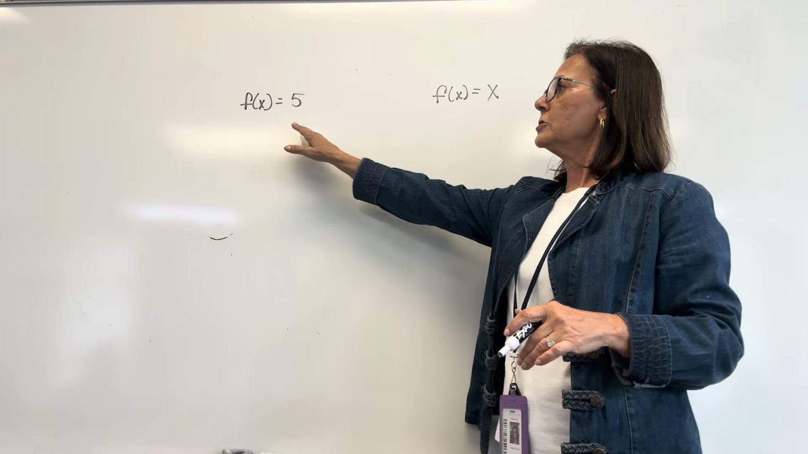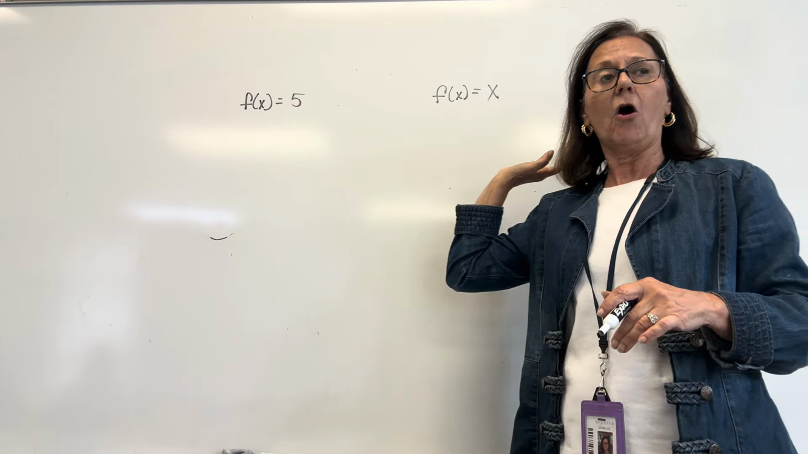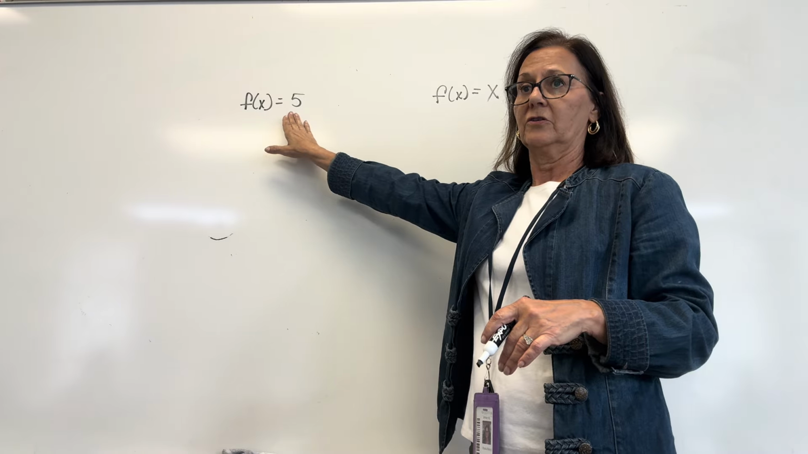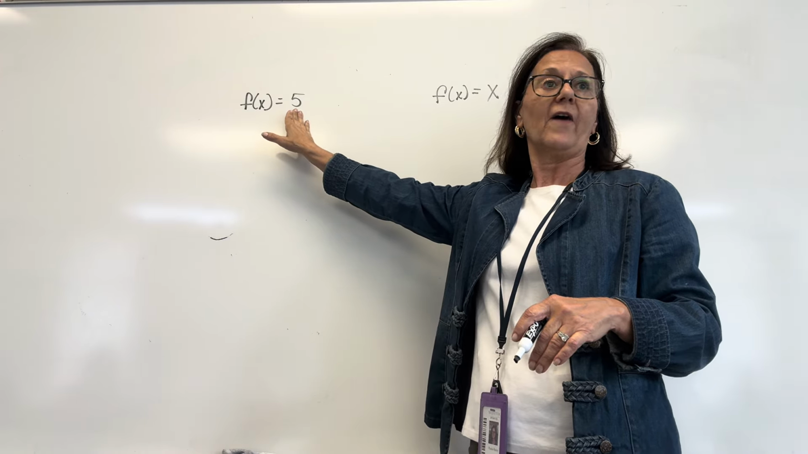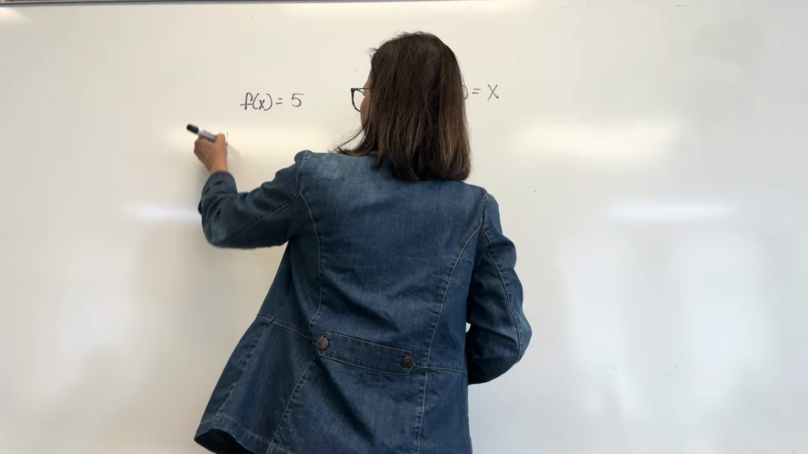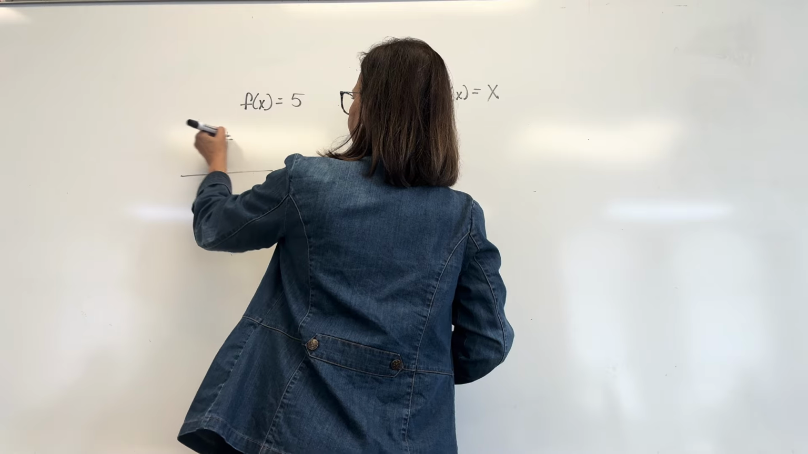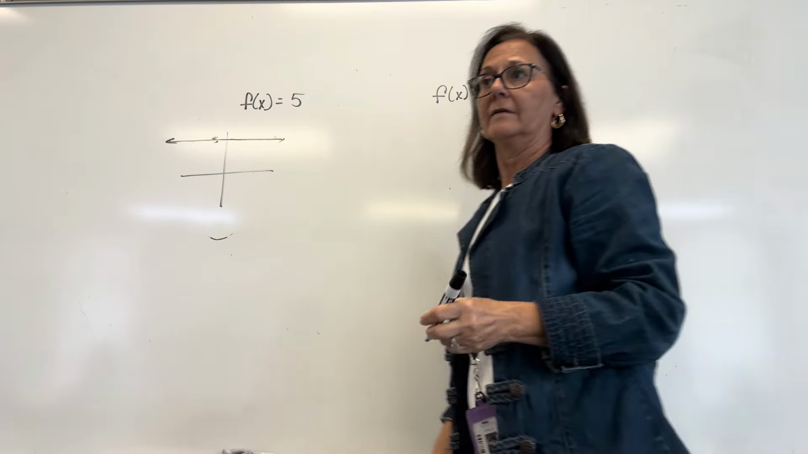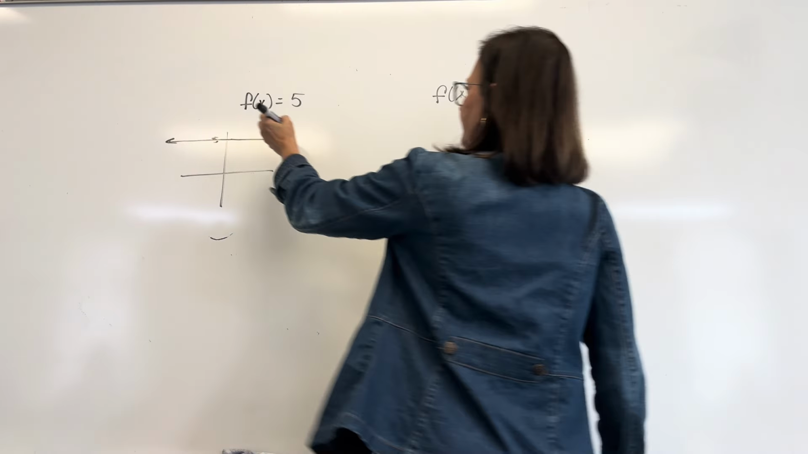All right, there are two special kinds of functions where we can always know what the limit is. This is called the constant function. Graph, this is y equals 5. Always. That's what that looks like. That's called the constant function.